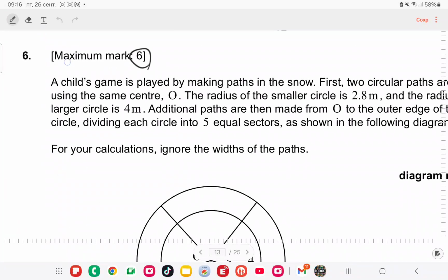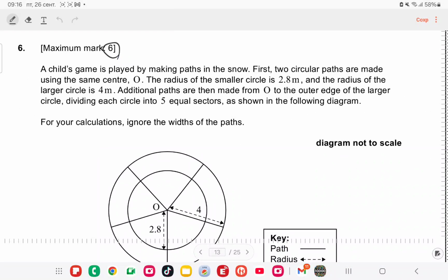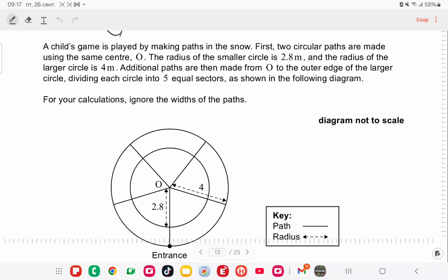Okay, let's start reading. A child's game is played by making paths in the snow. First, 2 circular paths are made using the same center O. The radius of the smaller circle is 2.8 meters and the radius of the larger circle is 4 meters. So actually everything is shown in the diagram. Additional paths are then made from O to the outer edge of the larger circle, dividing each circle into 5 equal sectors. So 5 equal sectors.